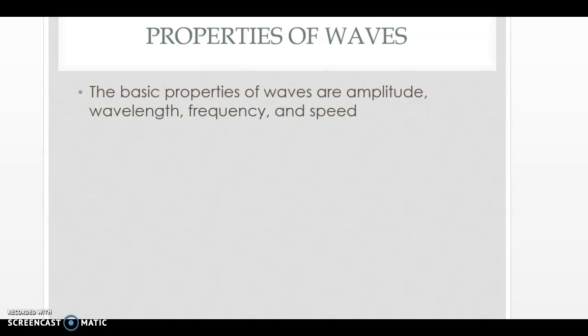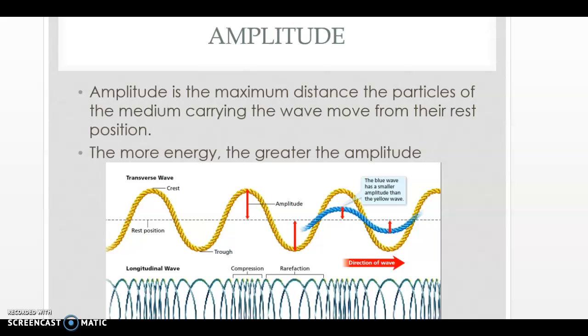Okay, so amplitude is the maximum distance the particles of a medium carrying the wave move from the rest position. The direction the wave is moving would be your rest position. And the amplitude then is that maximum distance that these particles move. So for instance, if we're talking about a transverse wave, which goes up and down like this, that would be the distance from rest position to the top, or rest position to the bottom. That's what we call the amplitude.